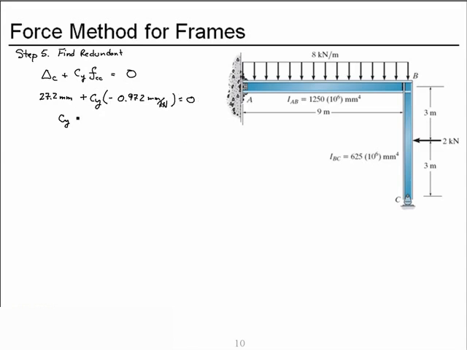Solve that for Cy, and we get a positive 28.0 kilonewtons, acting up. Now step 6. Let's find the remaining support reactions.